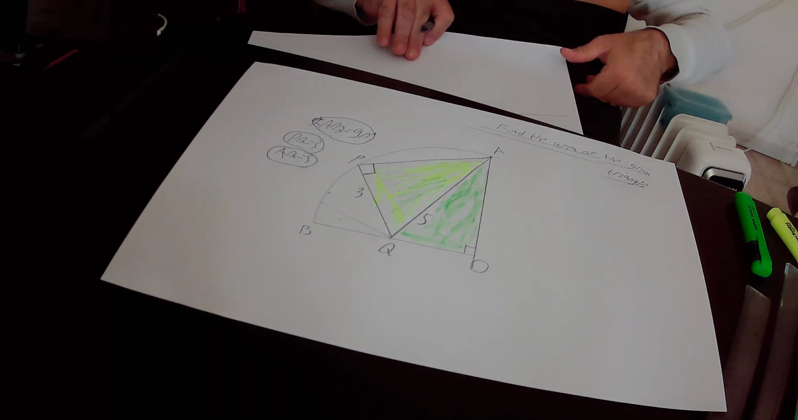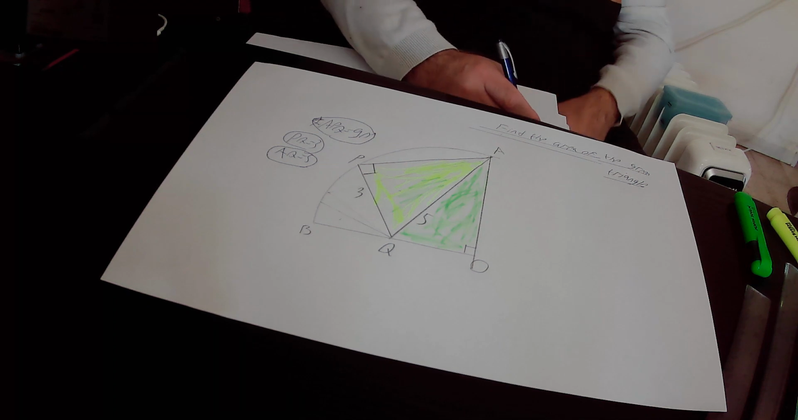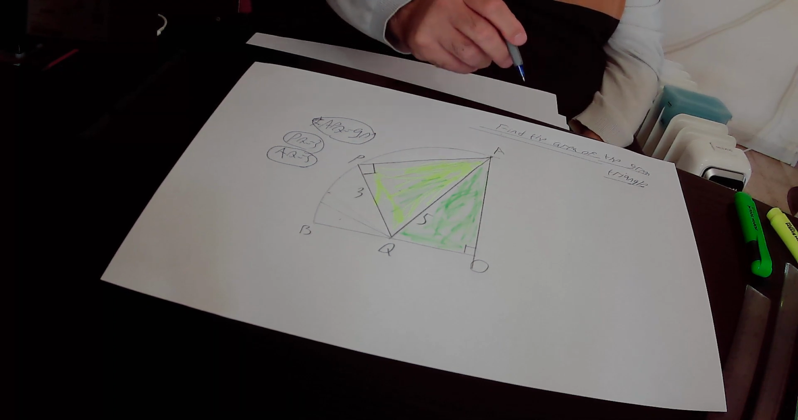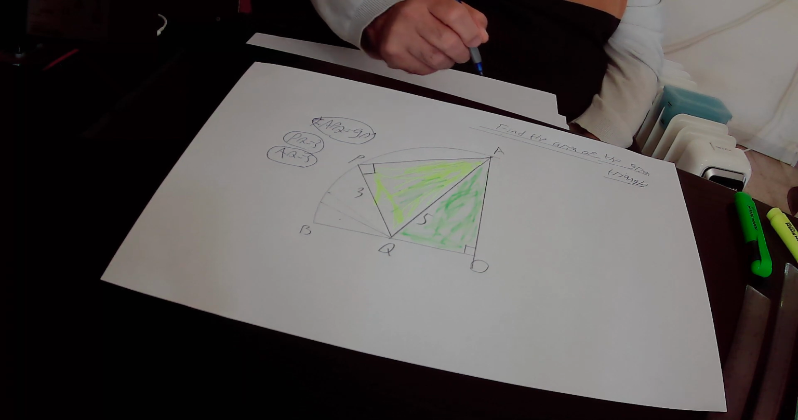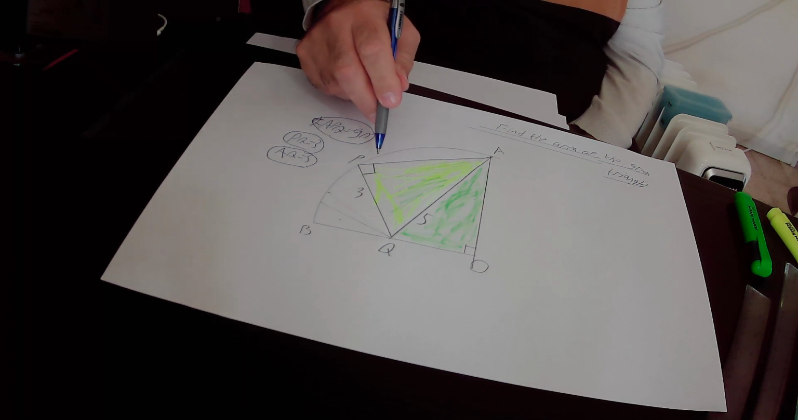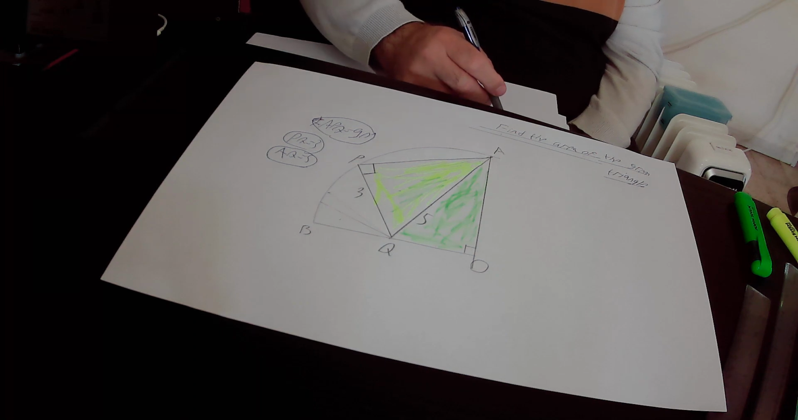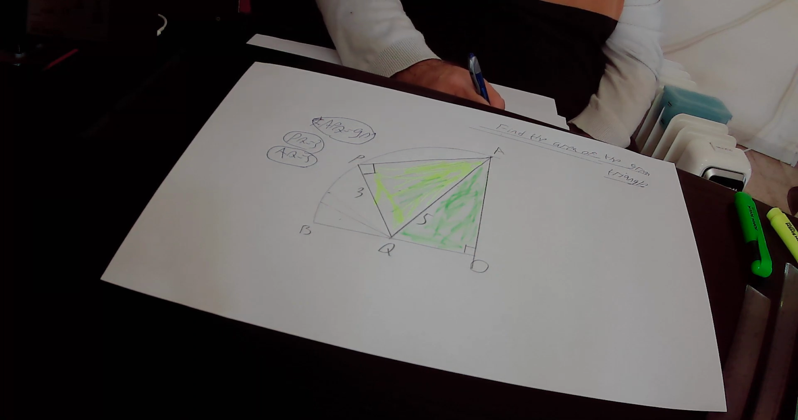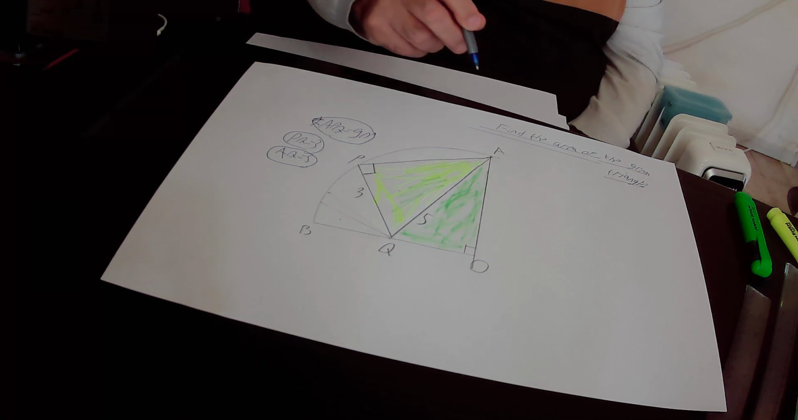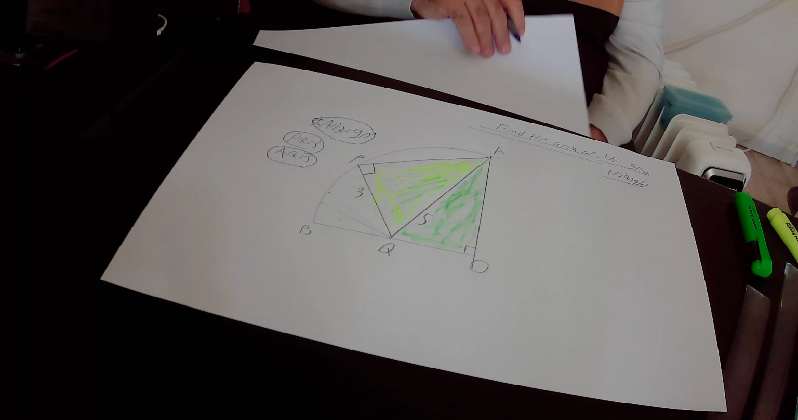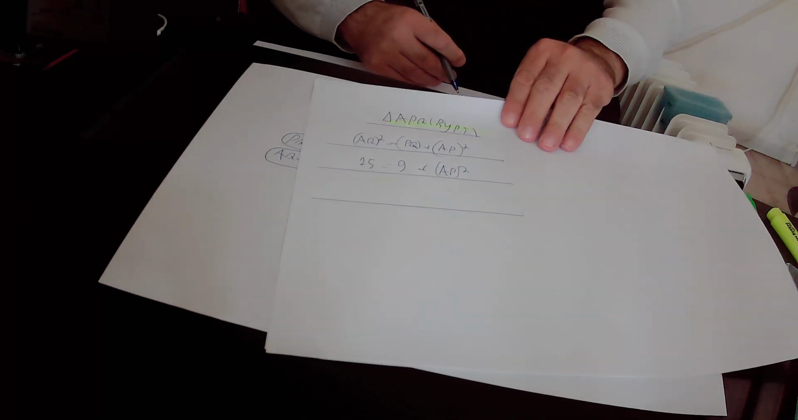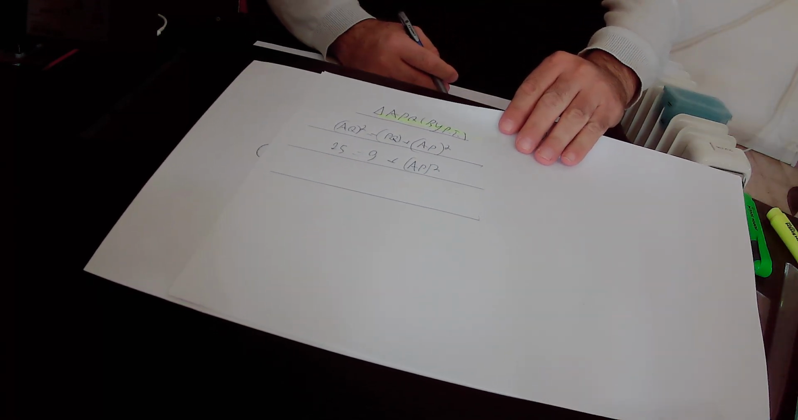AQ equals 5 units, as given. Therefore AQ square is 5 square, that is 25, and it is equal to PQ square. PQ is 3, therefore PQ square is 3 squared, that is 9, plus AP square. AP is unknown, so we leave it as it is. We find that 25 equals 9 plus AP square.